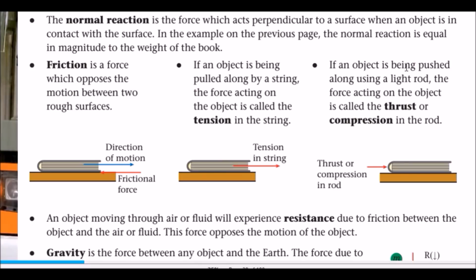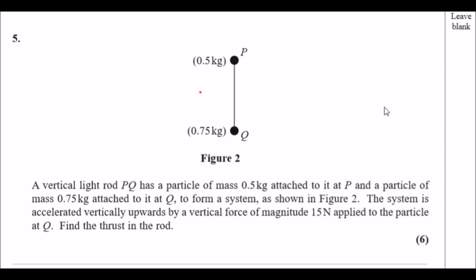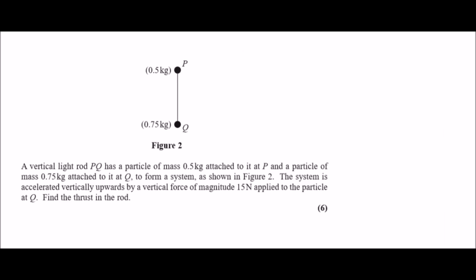It says if an object is being pushed along using a light rod, the force acting on the object is called the thrust or compression in the rod. So have a look carefully. If it's acting towards it, here is the thrust. Now let's get back to the exercise. Now I think we can do this. Okay, here we go. So here is more space so we can actually solve this.